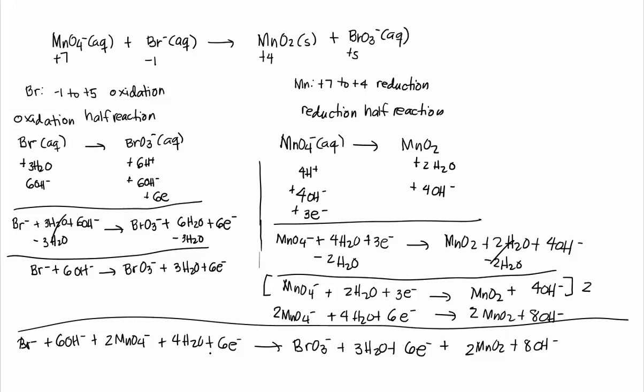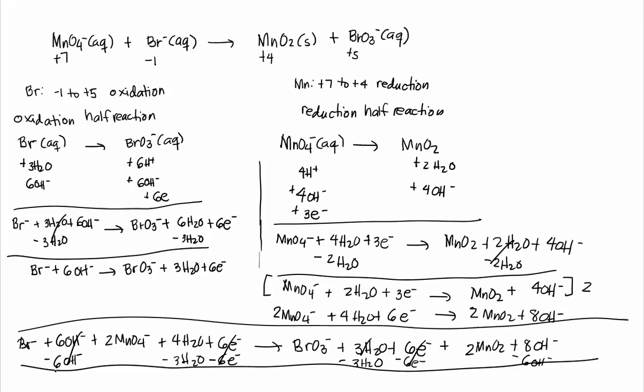And we have to simplify. 6 electrons is common to both sides, so minus 6 electrons from both sides. What else is common to both sides? OH minuses. I subtract 6 OH minuses from both sides. And H2O is also common, so I subtract 3 H2Os from both sides.